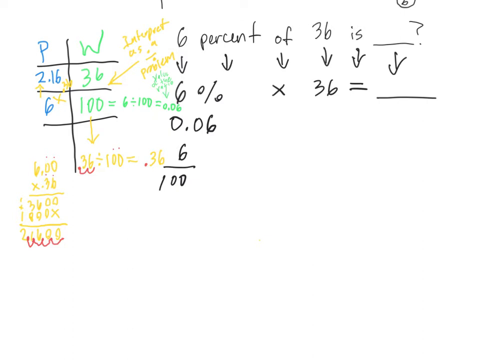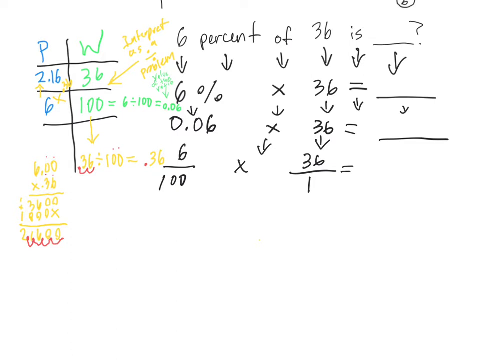We can keep everything else the same, making sure to use those arrows, excuse me. And then we're going to drop down the multiplication symbol, and we're also going to convert this 36 into a fraction by putting it over 1. This is going to allow us to do some easy multiplication here. So we're going to go ahead and multiply 6 times 36.